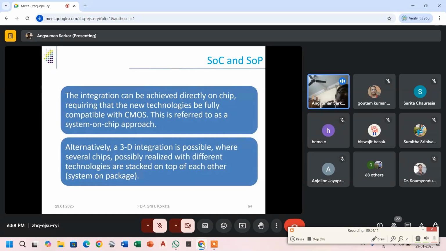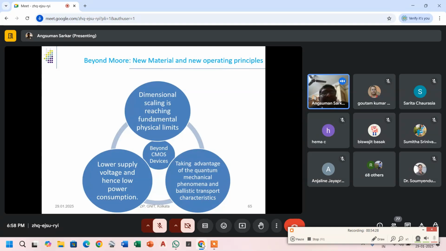The whole circuit board has been replaced by a single IC, and that integration of everything is called the SoC, the system on chip approach, where everything has been integrated together. So beyond Moore concept: new material and new operating principle. Another concept is there beyond Moore. So it is more than Moore, and this is beyond Moore. The beyond Moore concept basically contains three parts.